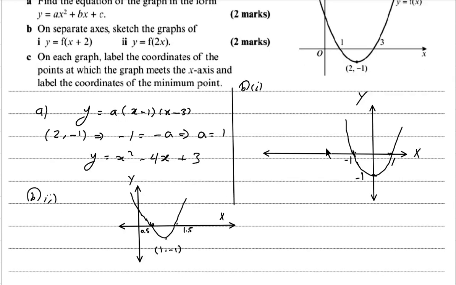In B, double I here, all the x coordinates are multiplied by half. So we have here, instead of 1 and 0, we have half and 0. Instead of 3 and 0, we have 1.5 and 0. And instead of 2 and negative 1, we will have 1 and negative 1 as the minimum point. The y-intercept should be the same. It's 3, should be 3.